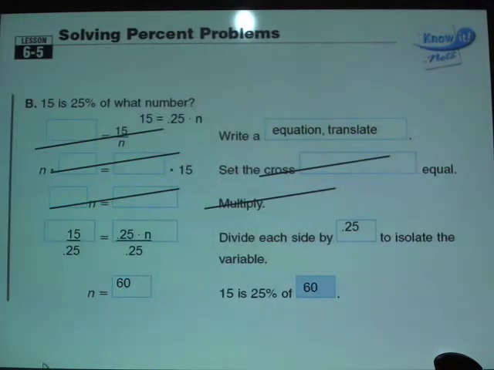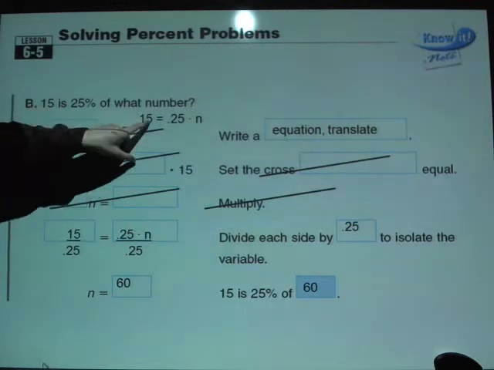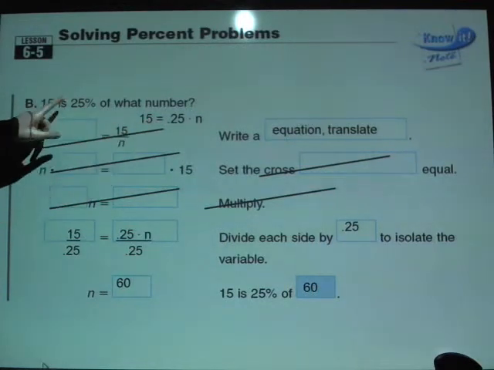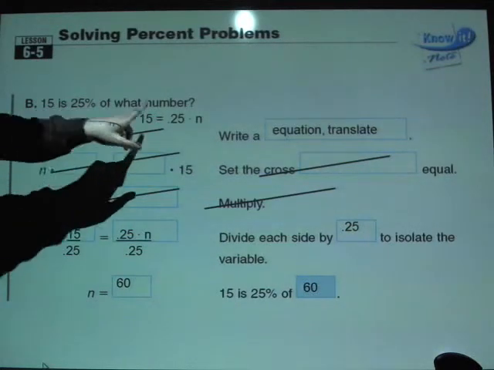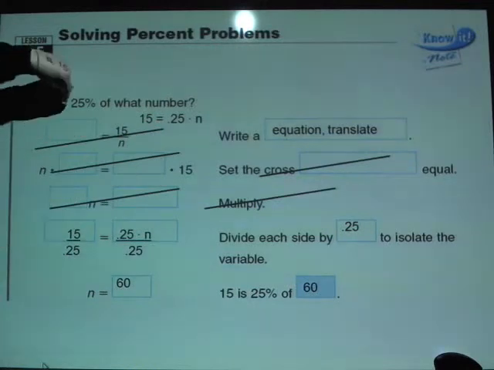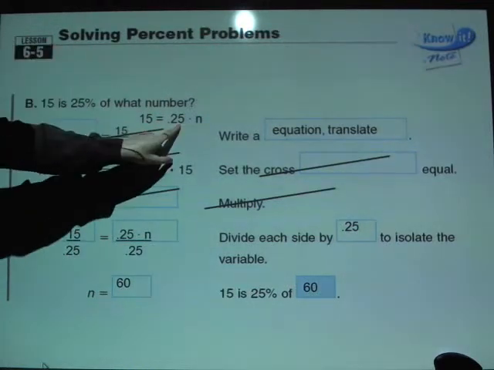All right, here's part B. 15 is 25% of what number? So again, let's go ahead and translate this. 15 is going to pop out as 15, as you can see. The next thing is the word is. Well, is, again, if you recall from the red that we had in the upper right corner in the last slide there, came out as equals.